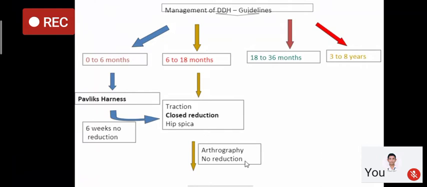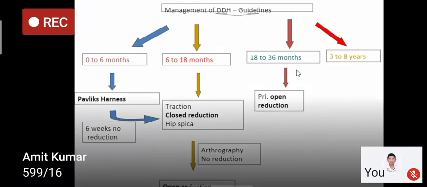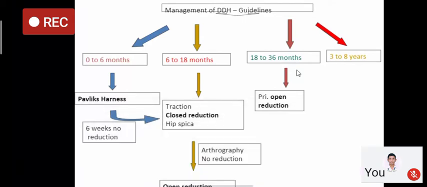Perform the arthrography. If there is no reduction, go for open reduction. 18 to 36 months, straightaway go for open reduction, primary open reduction. Up to 18 months, you can go for closed reduction. After 18 months, go for primary open reduction. If more than 1/3 of the head is visible, then go for pelvic osteotomy.